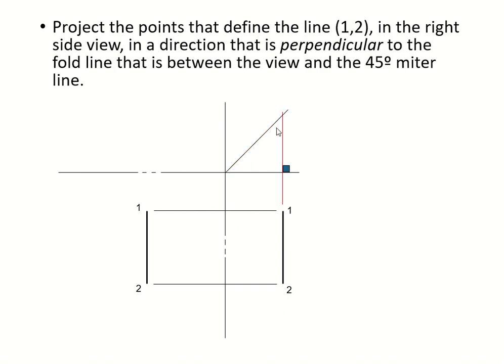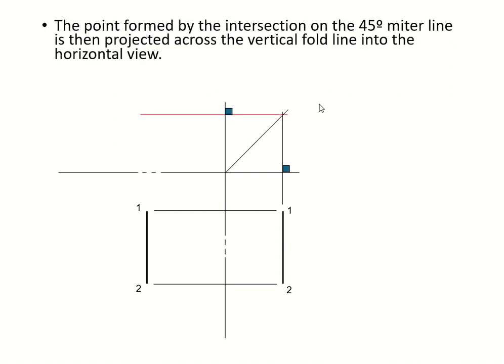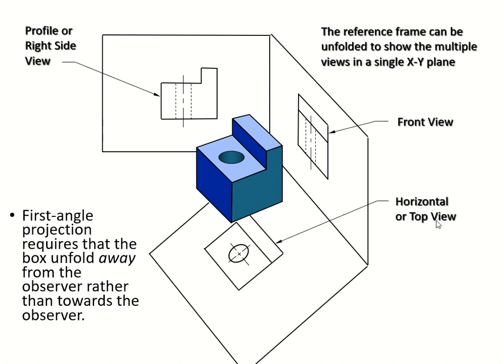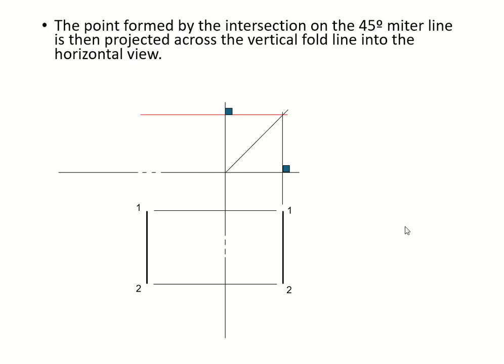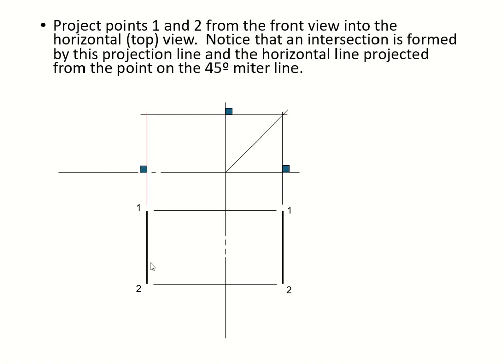So between the view and the miter line here, we're going to draw another perpendicular line. Of course, that perpendicular line is perpendicular to the second fold line, and that fold line is between this miter line and the view. After that, we're going to draw another one, and that perpendicular line is right here. So here is your miter line. The point formed by the intersection on that miter line gets projected across this vertical fold line into the horizontal view. Don't forget, your horizontal view is your top view, because we've got a front and right view given to us. Then we're going to project points 1, 2 from the front view into the horizontal top view.